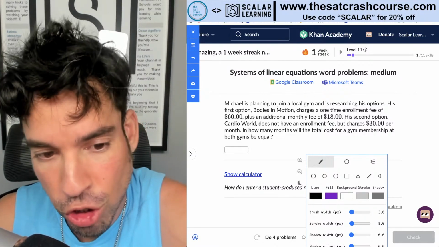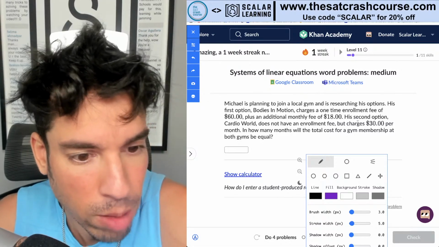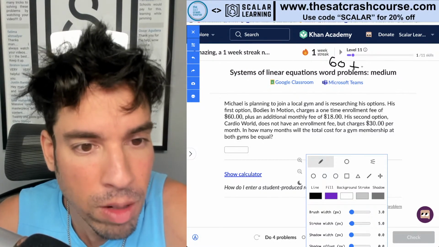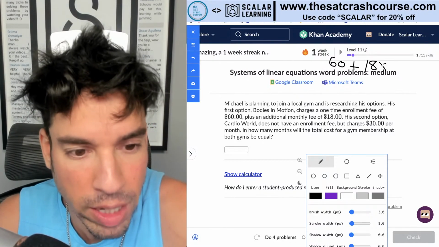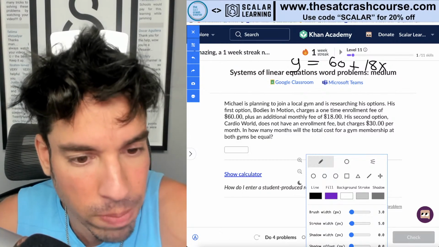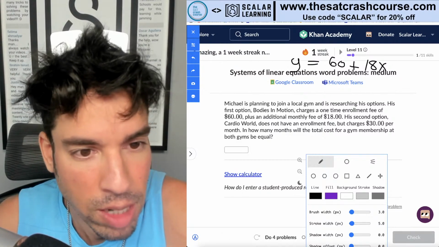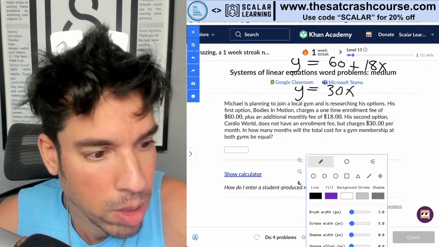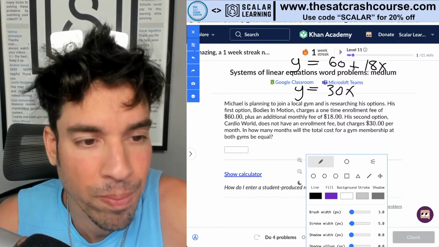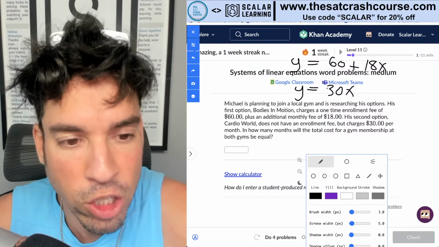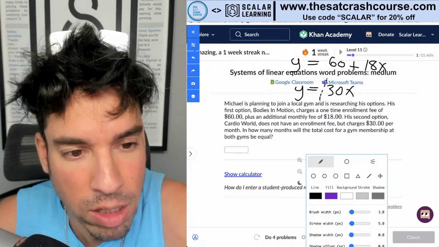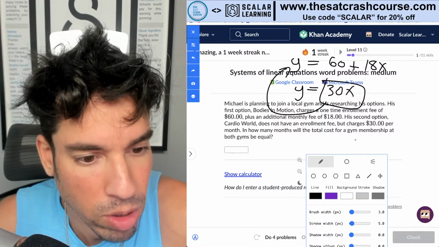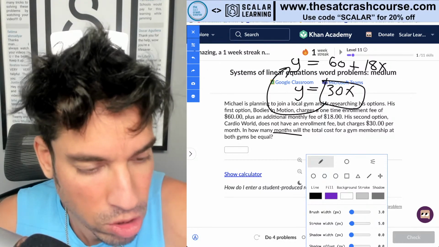Michael is planning to join a local gym and researching, his first option charges a one-time enrollment y-intercept of 60 plus a monthly fee of 18, so 18 per month. So this is my first gym equation. His second option does not have an enrollment fee, so no y-intercept, but charges 30 per month. And how many months will these two be equal? All right, so look at this. We got a system of equations to solve. We can literally substitute 30x in for y. And again, we're trying to solve for x because they're saying the number of months. How many months until these two will be equal?